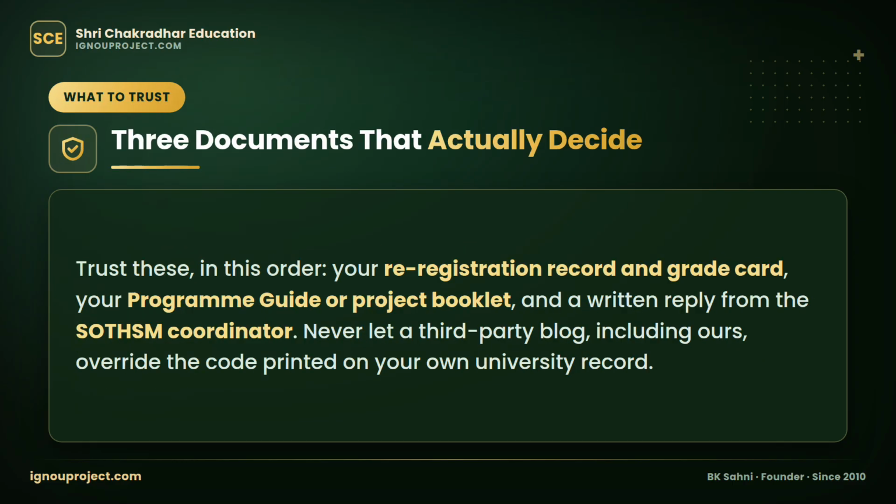So what should you trust? 3 documents in this order. First, your own re-registration record and grade card, because that is what the university will actually examine. Second, the program guide or project booklet issued for your batch. Third, a written reply from the SOTHSM coordinator. Never let a third-party blog, including ours, override the code printed on your own university record.